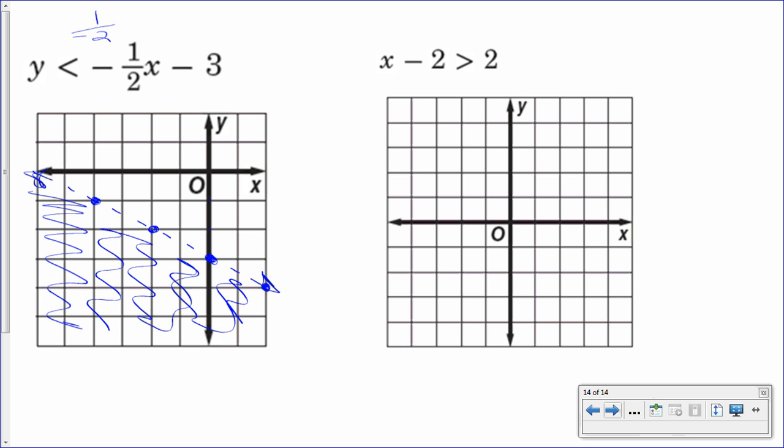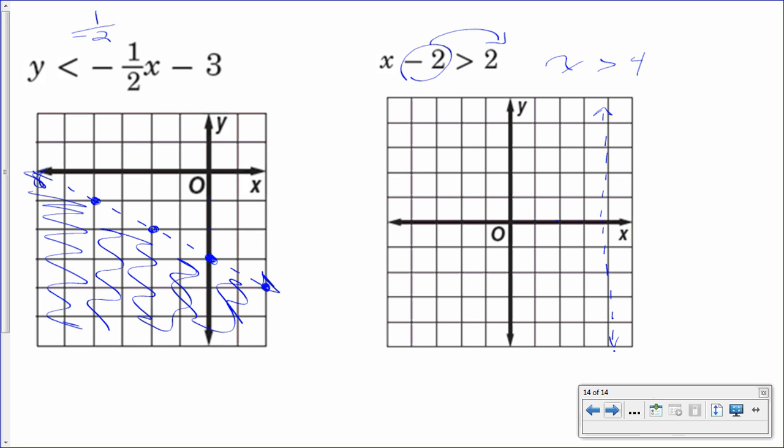How many variables do I have here? So it's going to be either a vertical line or a horizontal line. In this case, it's a vertical line. Put that over there. 1, 2, 3, 4. Dash line. Okay, now, there is no above or below, is there?